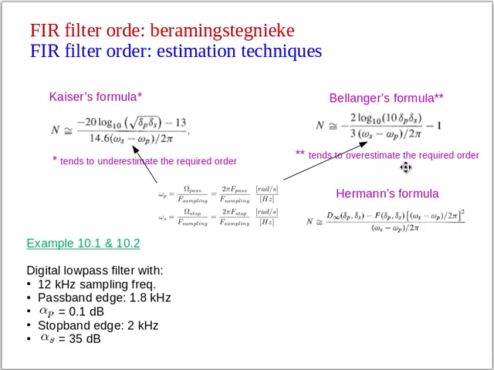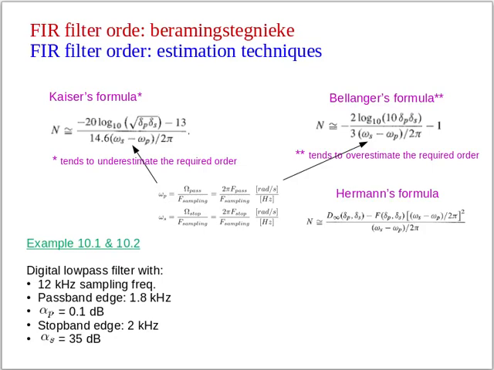To give an example, let's determine what the filter order is for a low-pass filter that has to operate at a sampling frequency of 12 kHz with a passband edge of 1.8 kHz with a maximum ripple of 0.1 decibel, a stopband edge of 2 kHz with a minimum attenuation of 35 decibel.